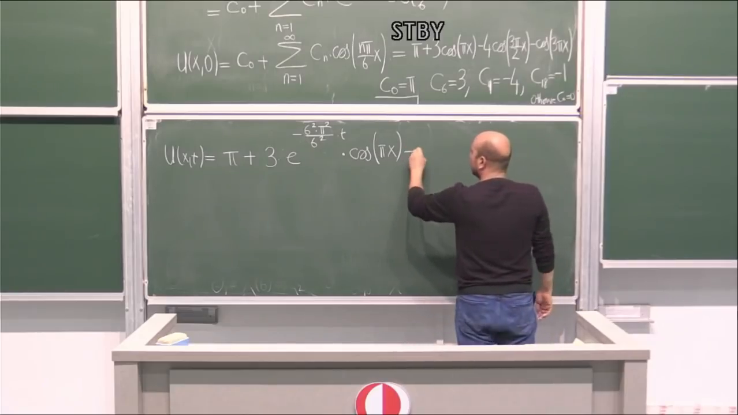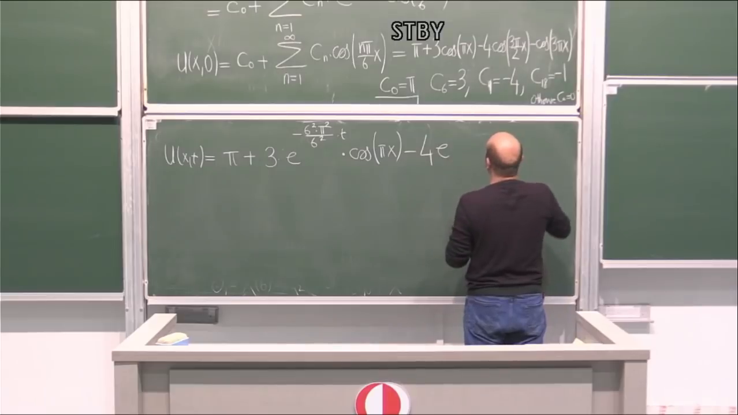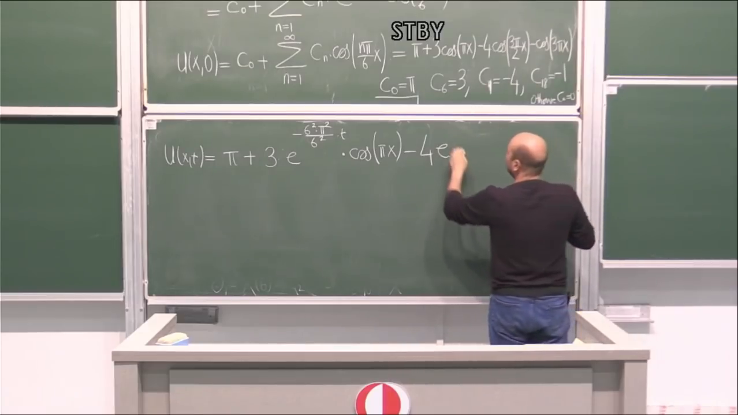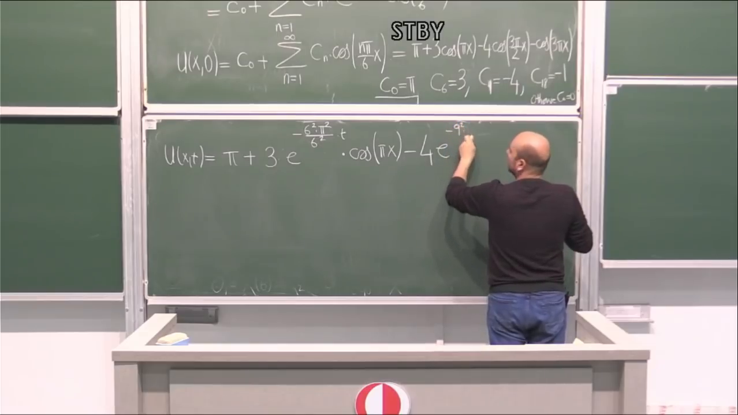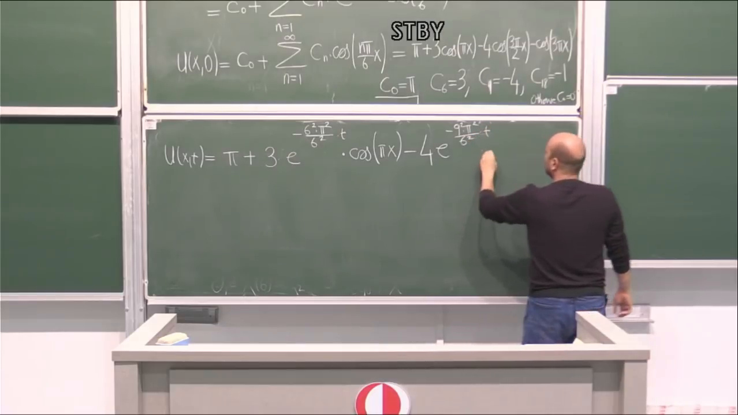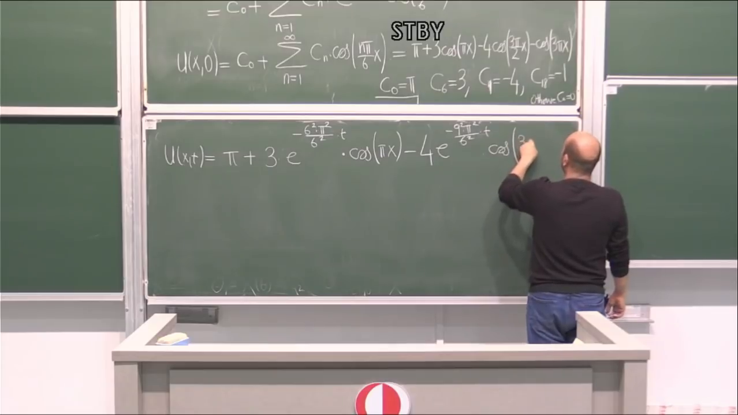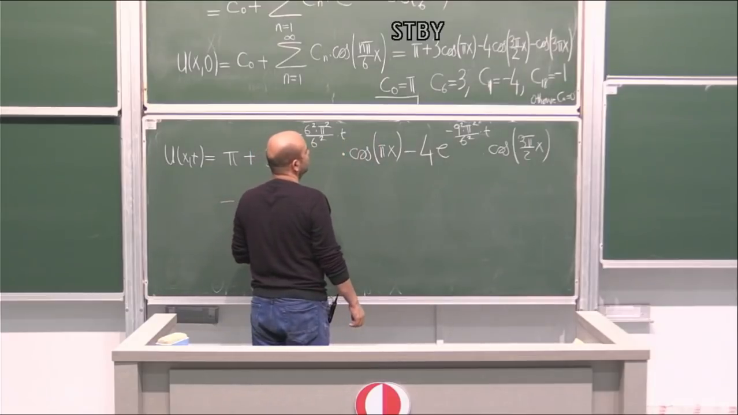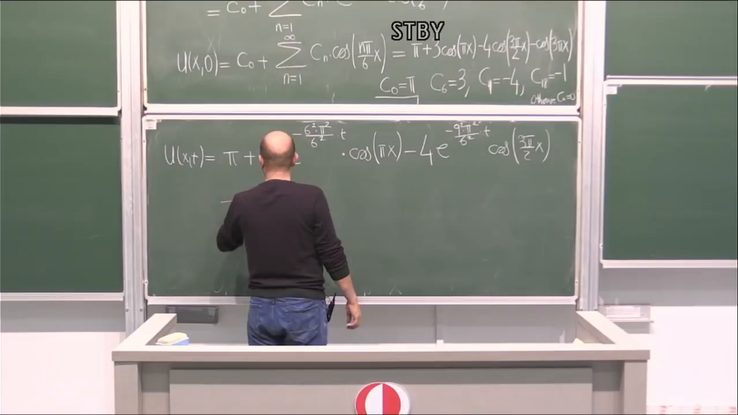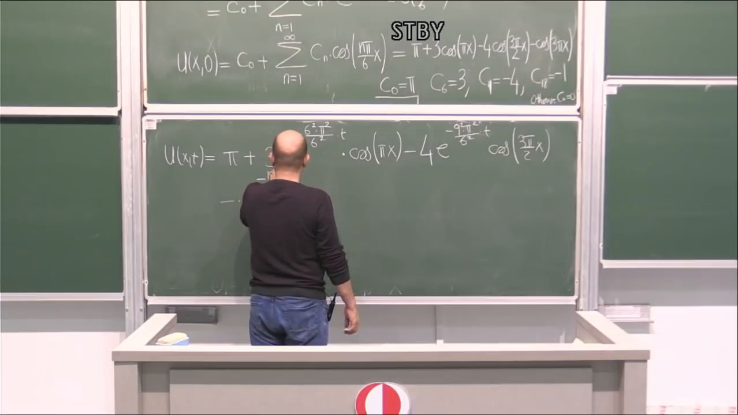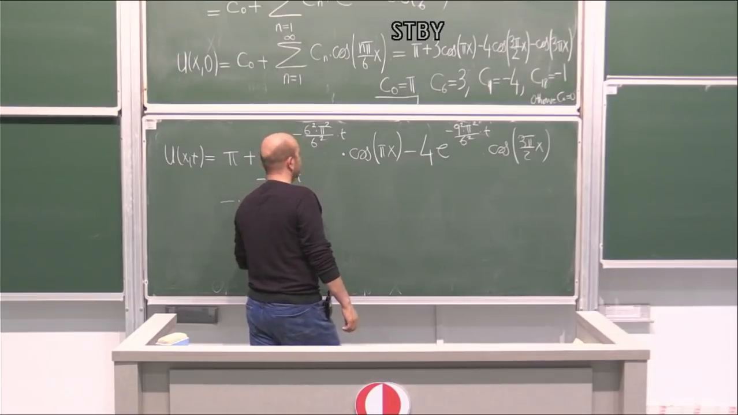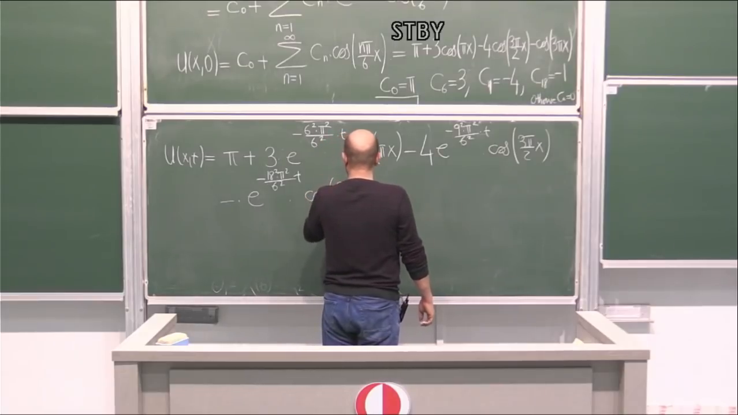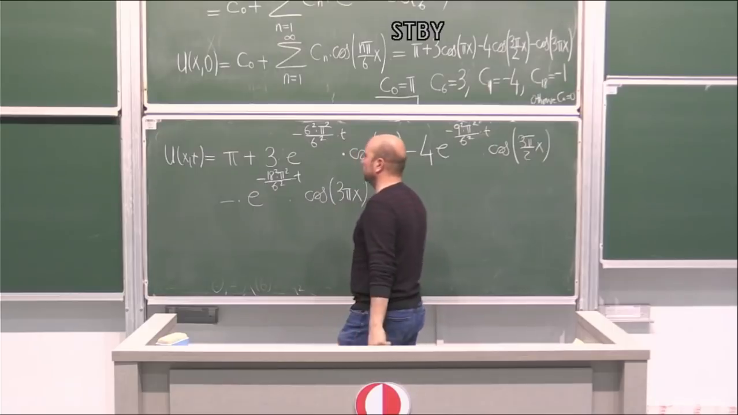Now we have minus 4, now n is 9. We have e to the minus 9 squared pi squared over 6 squared times t, cosine 3 pi over 2 x, minus, now c18 is minus 1, and so we have e to the minus 18 squared pi squared over 6 squared t times cosine 3 pi x. This is what we have.